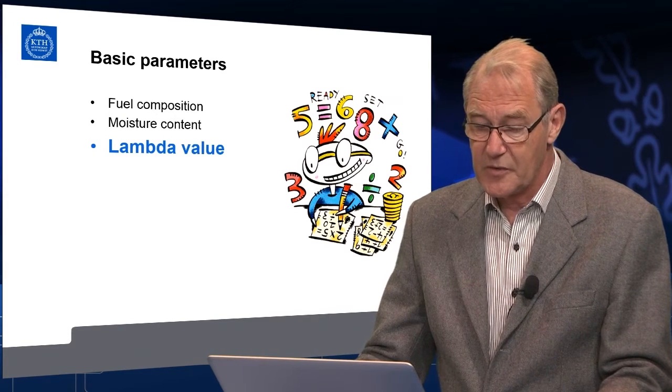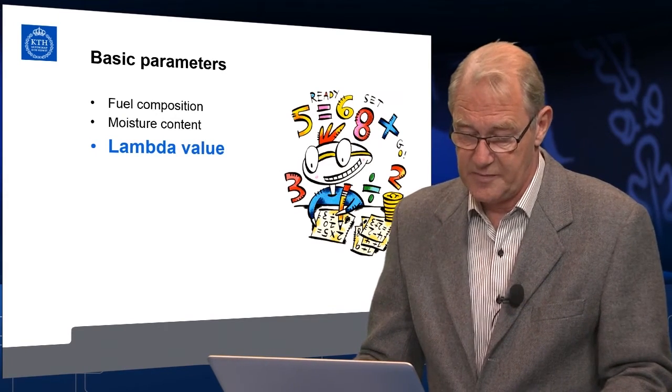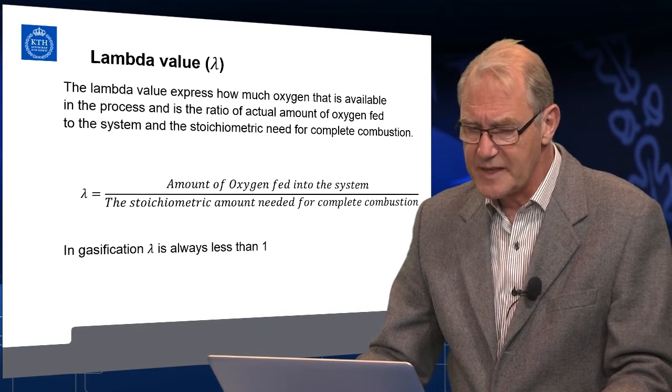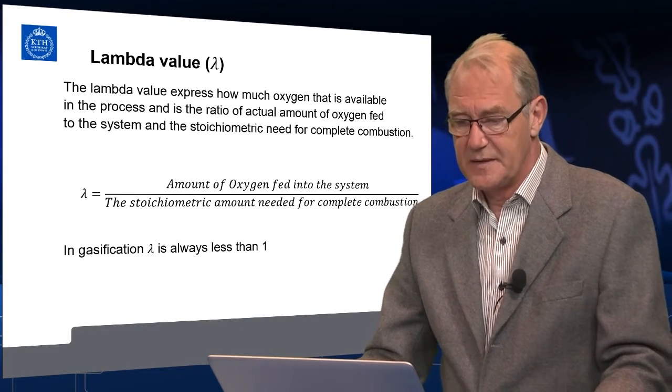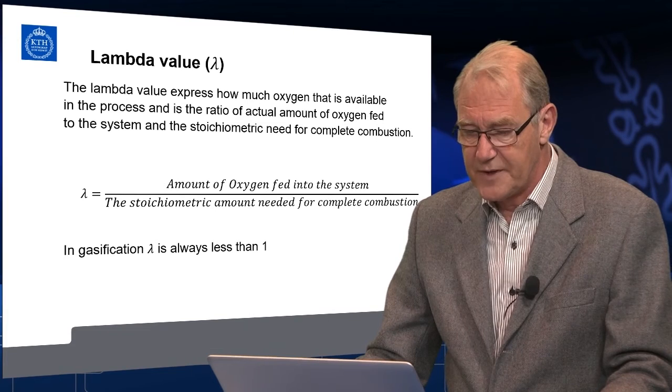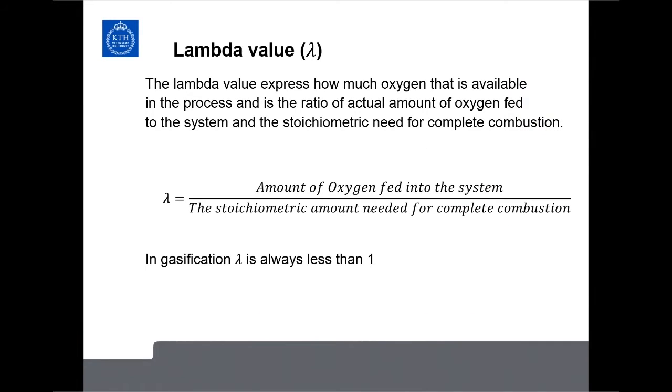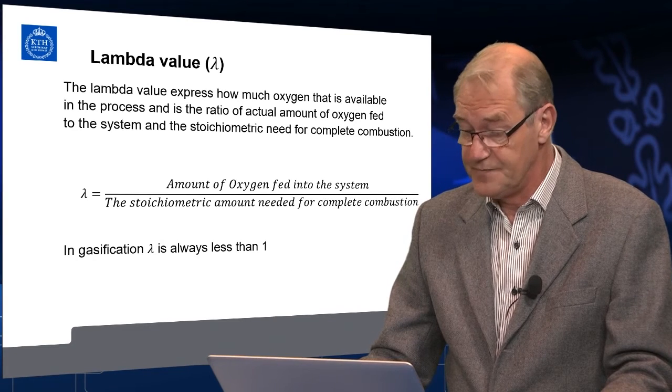Now we are coming to an important basic parameter called the lambda value. The lambda value gives the ratio of the amount of oxygen fed into the system to the stoichiometric amount needed for complete combustion. And since in gasification we always have a deficiency of oxygen, in gasification lambda is always less than 1.